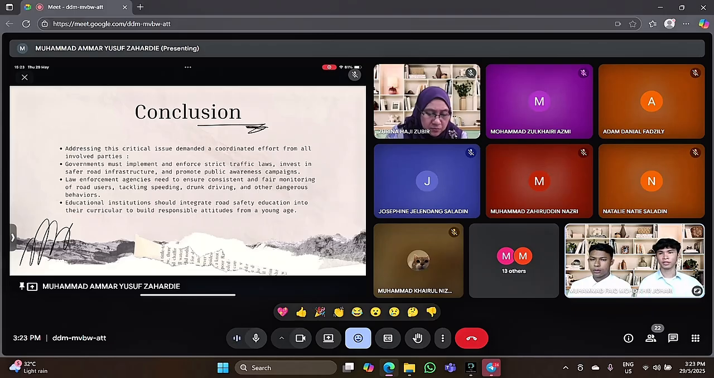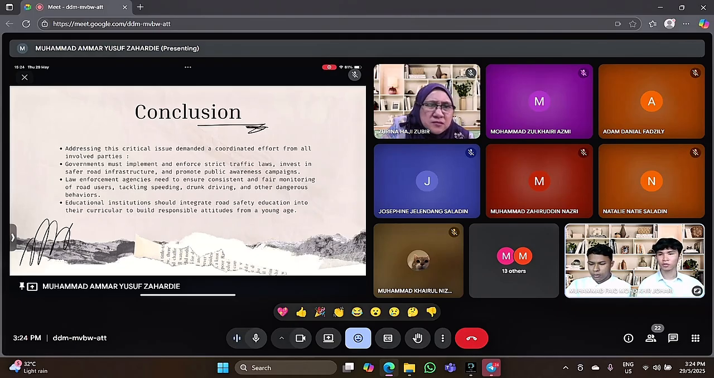Invest in safer road infrastructure. As we know, the safer the road and the better the road structure, the more this will prevent accidents from happening. And also promote public awareness campaigns. This is important for spreading awareness amongst drivers so that they can be more careful while driving. The second one is that law enforcement agencies need to ensure consistent and fair monitoring of road users, tackling speeding, drunk driving, and other dangerous behavior.